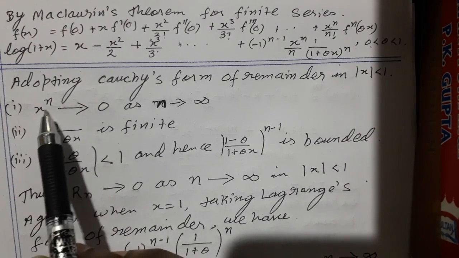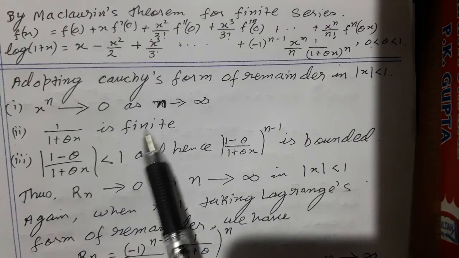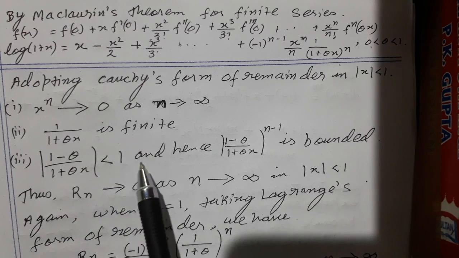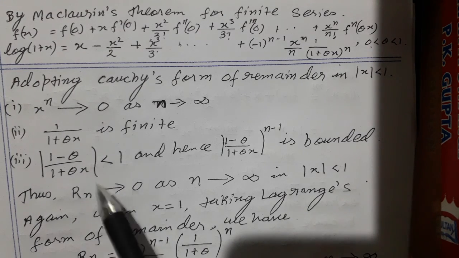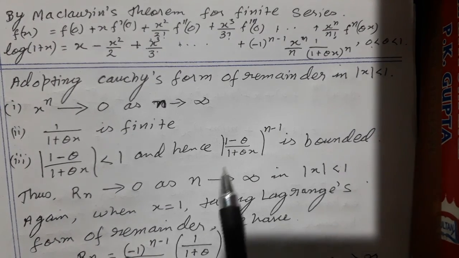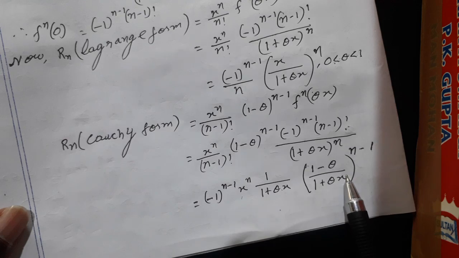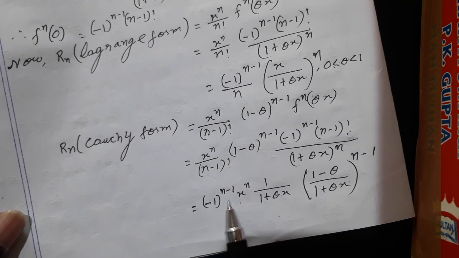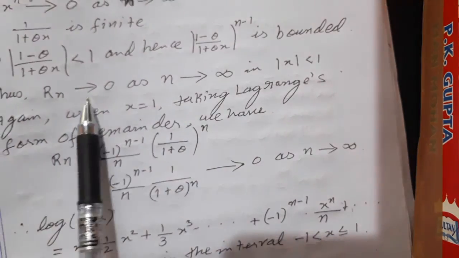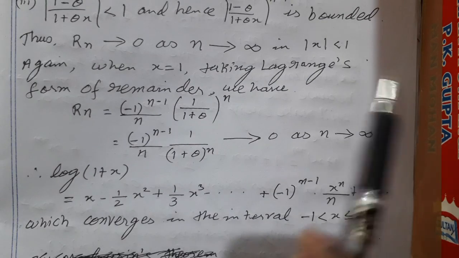So that's why x^n tends to 0 as n tends to infinity, and the quantity 1 by 1 plus theta x is finite. We also have that (1 minus theta) by (1 plus theta x) is always less than 1, so if you take it to the power n minus 1, it is bounded. This is your Cauchy remainder. Now this tends to 0 and the rest is bounded, so everything is finite, and the whole thing tends to 0. So we get that the remainder tends to 0 as n tends to infinity for mod x less than 1.